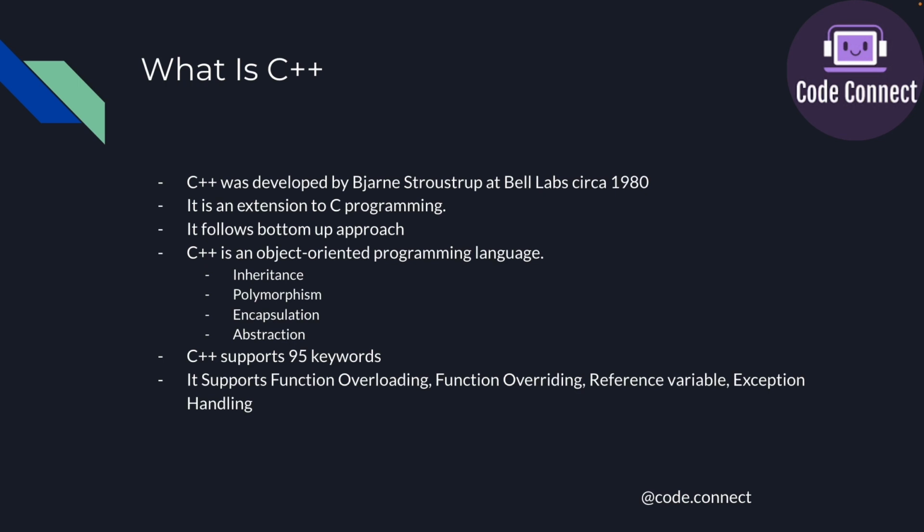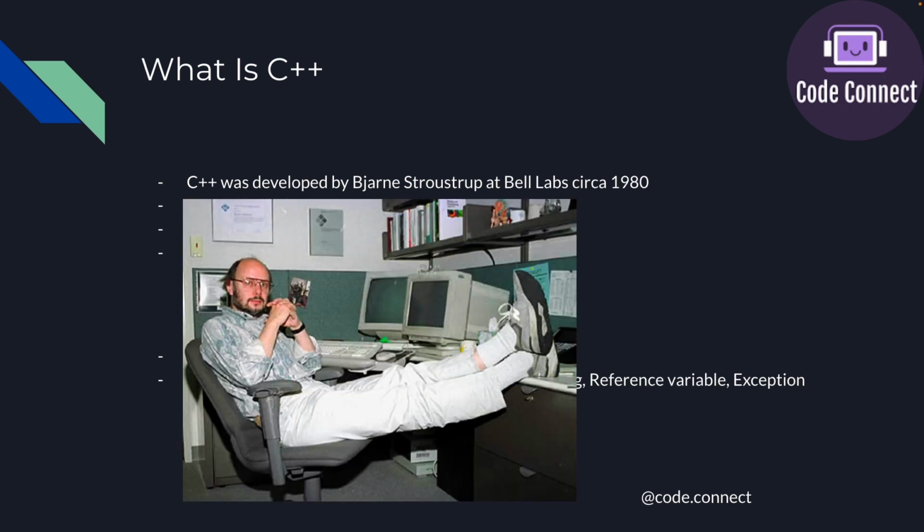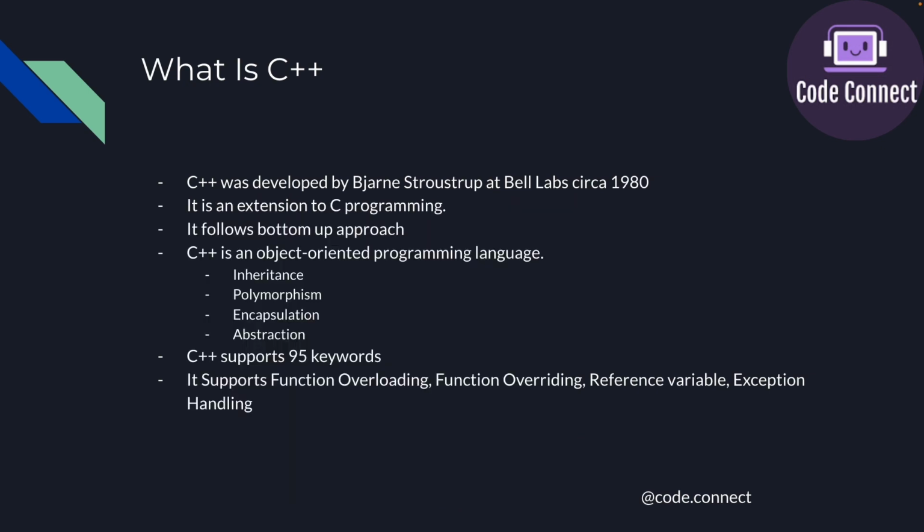So C++ is a programming language which was developed by Bjarne Stroustrup at Bell Labs in 1980. It is an extension to the C programming language. You can consider it as a superset of C language because 99% of C code can be run in C++, but we cannot run C++ code in C language. It follows bottom up approach.